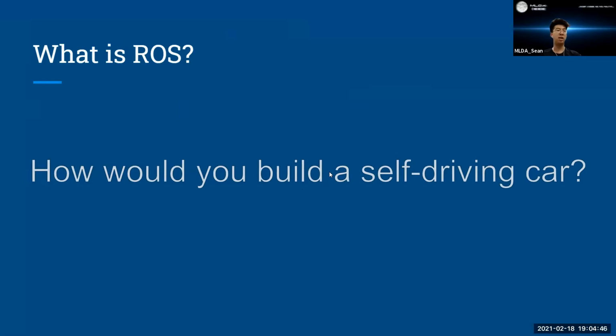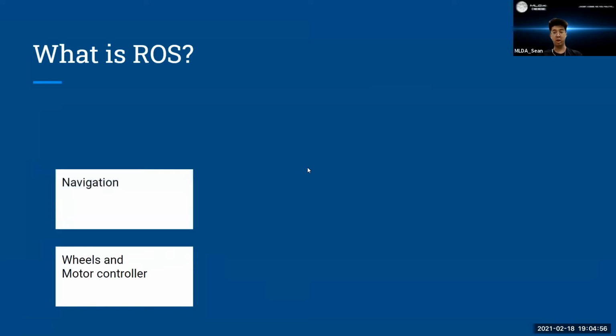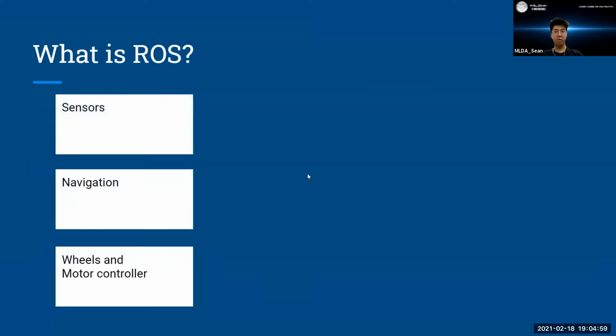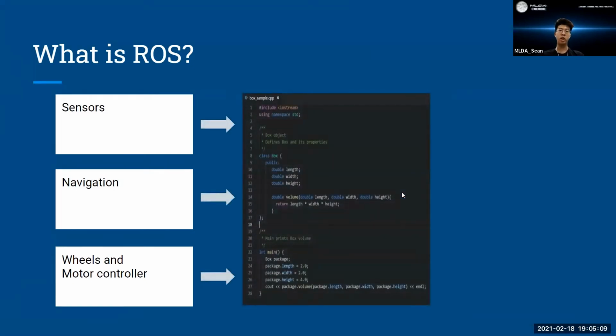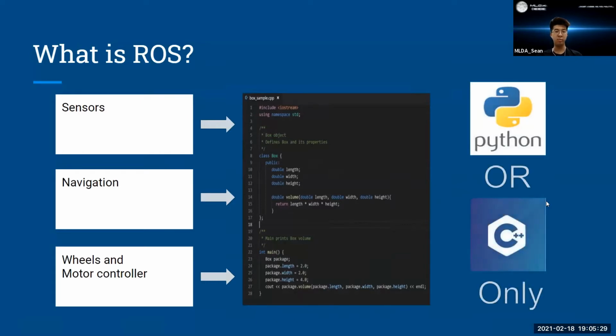Okay, so what is ROS? Before I talk about ROS, I would like to ask a question. How would you build a self-driving car? Well, normally we will need the wheels and the motor controller. We'll need some sort of navigation for a self-driving car. And we'll need sensors in order to detect the roads, maybe detect where we are, perhaps a GPS, maybe some image recognition as well. All of this is traditionally written in one code. You can have multiple classes, multiple header files, multiple linking and all that. But overall, it's one code and it's quite linear. And you normally write in either Python or C++ only. You can write in other languages, but the general idea is we generally write in one language.